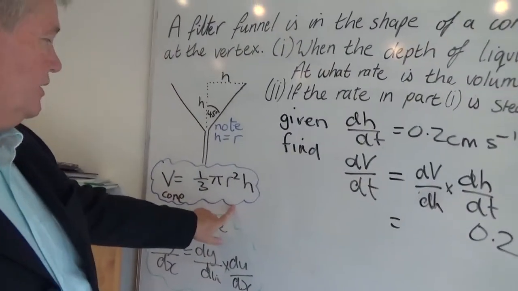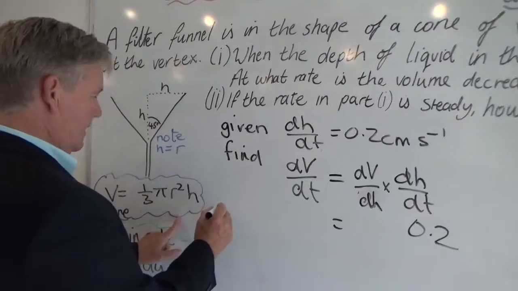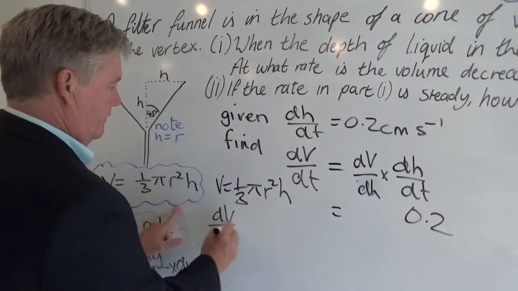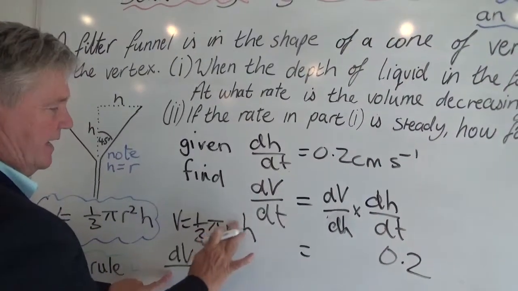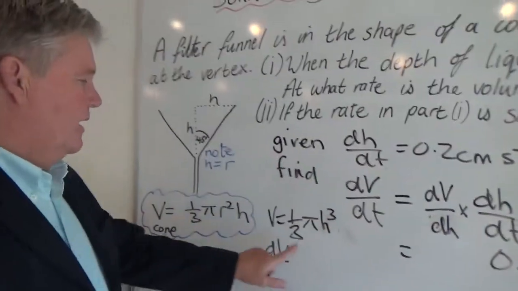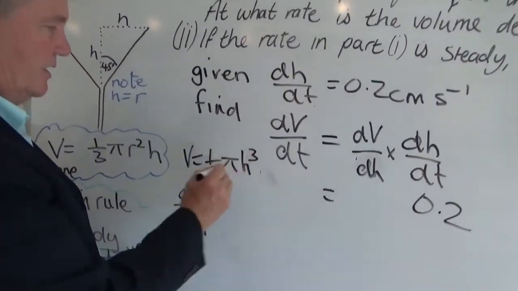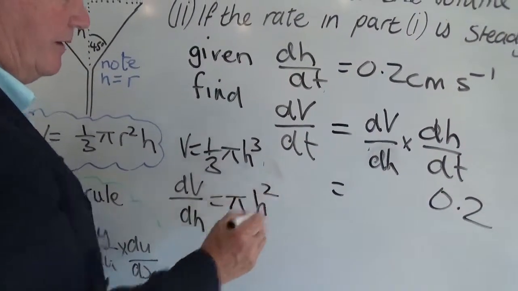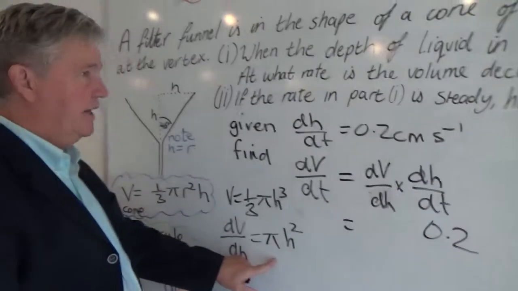In order to do that, I'm going to look at this expression for the volume of a cone, and I'm going to put it here. If V equals 1/3 pi r squared h, if I differentiate that, knowing that r is h here, so it becomes h squared times h, which is h cubed. So in this particular example, V equals 1/3 pi h cubed, so dV/dH is going to be 3 times 1/3 is 1, and reduce the power by 1, so it becomes pi h squared.